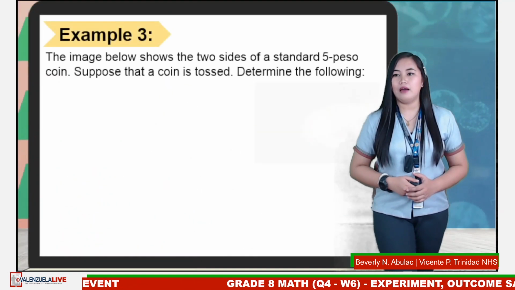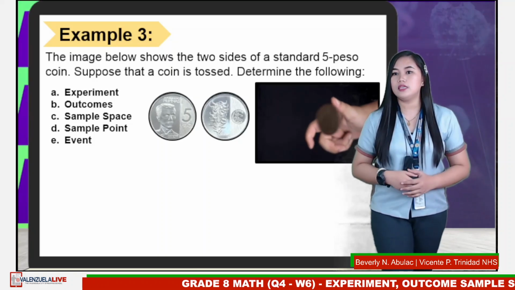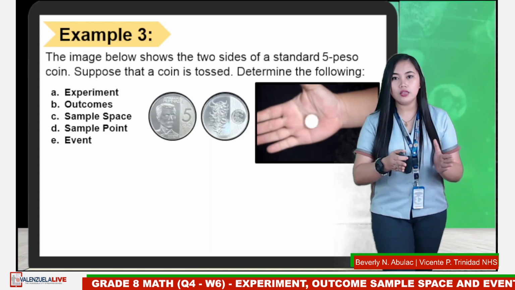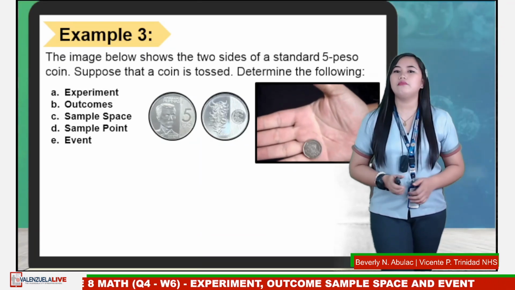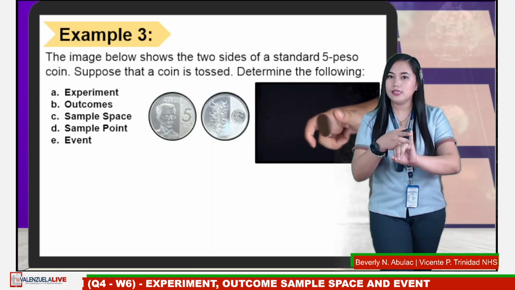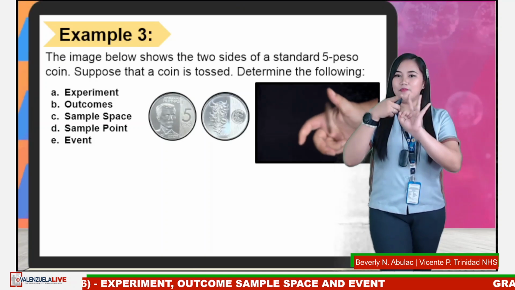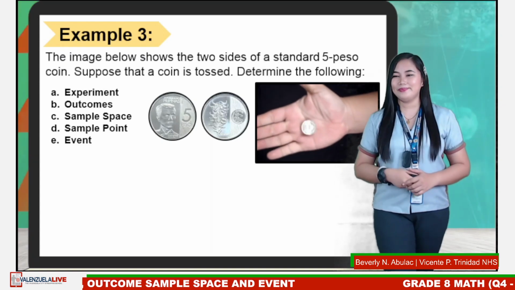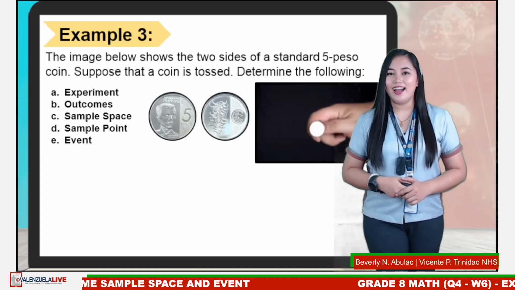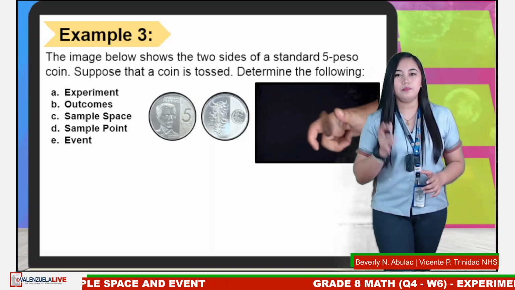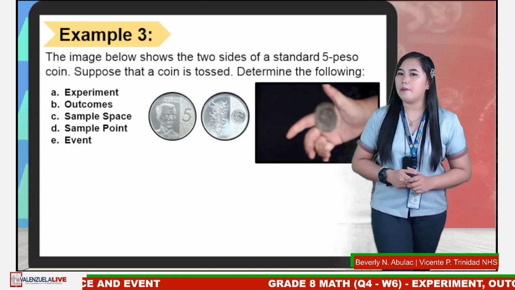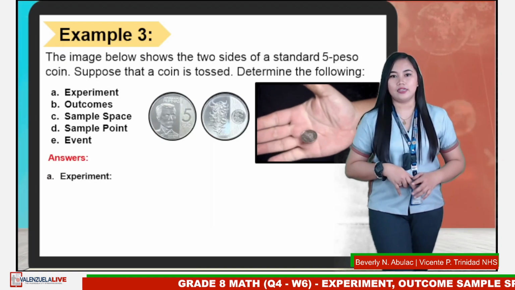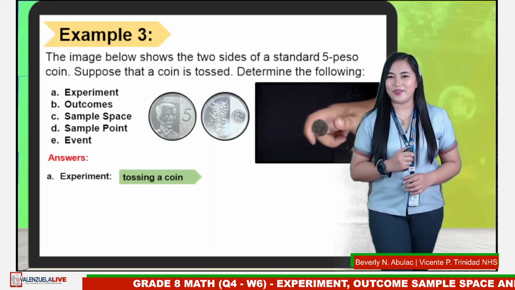Another example, the image below shows the two sides of a standard 5 peso coin. Suppose that the coin is tossed. You have to determine the following: experiment, outcomes, sample space, sample point, and the event. Let us answer. For letter A, what could be the experiment of the given example? That's correct. Tossing a coin.